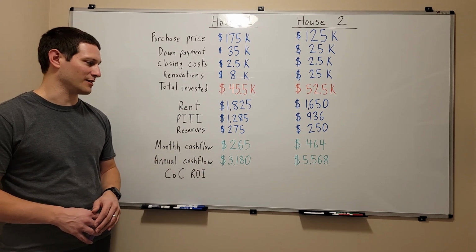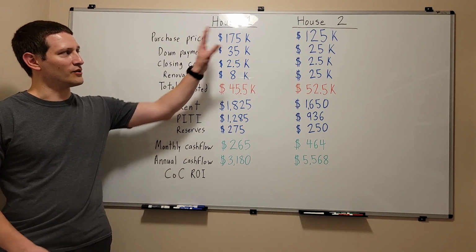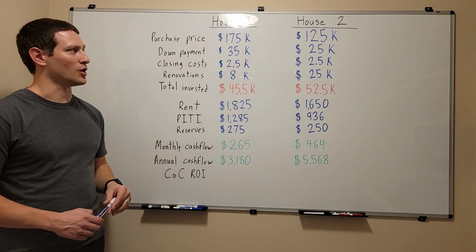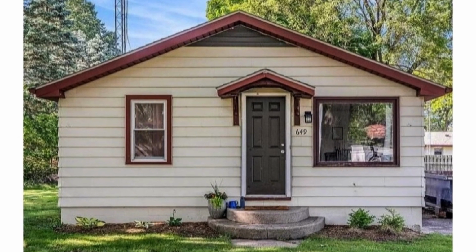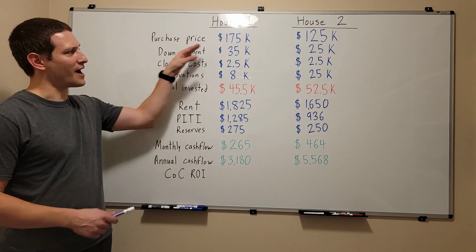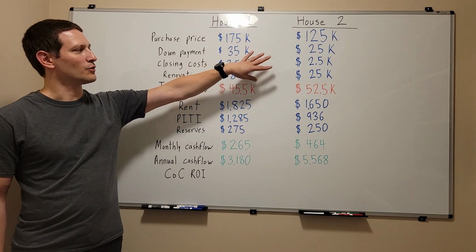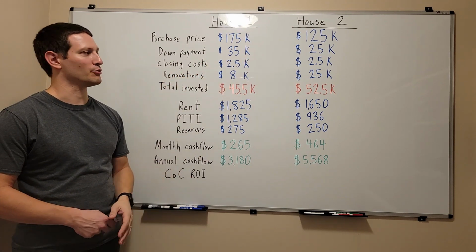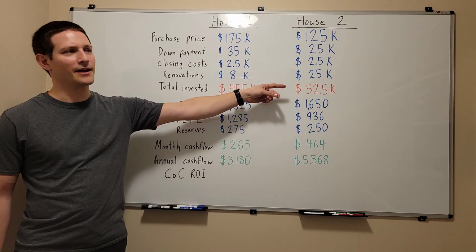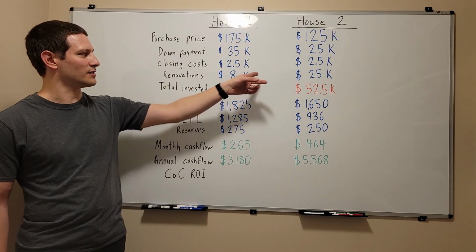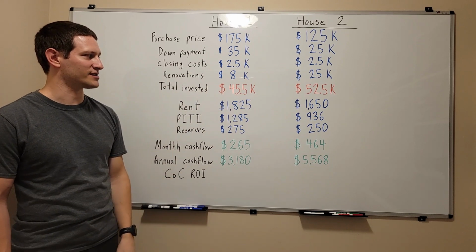just over $3,000. Now, the other house that we were looking at around the same time was a lower price. It was only $125,000. It was a little bit smaller and in a little bit worse shape. The down payment on that would have only been $25,000, roughly the same closing costs, but we would have had to bring a lot more in renovations. So you can see our total amount invested actually would have been higher, although it's a lower price house, because of the significant difference there in renovations.